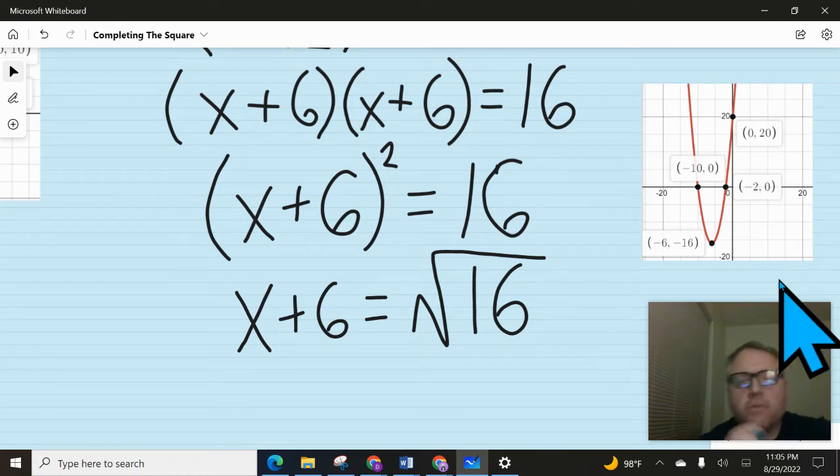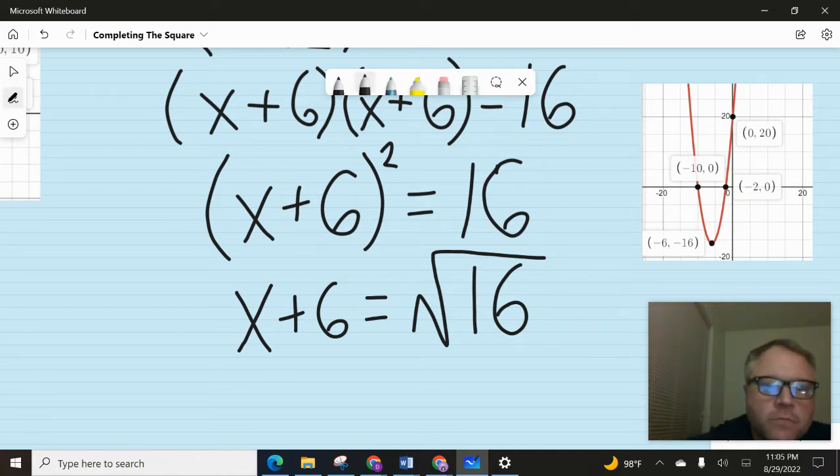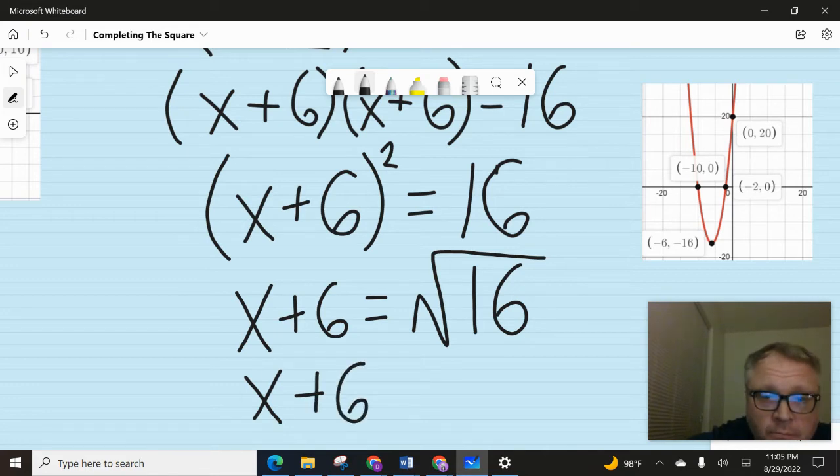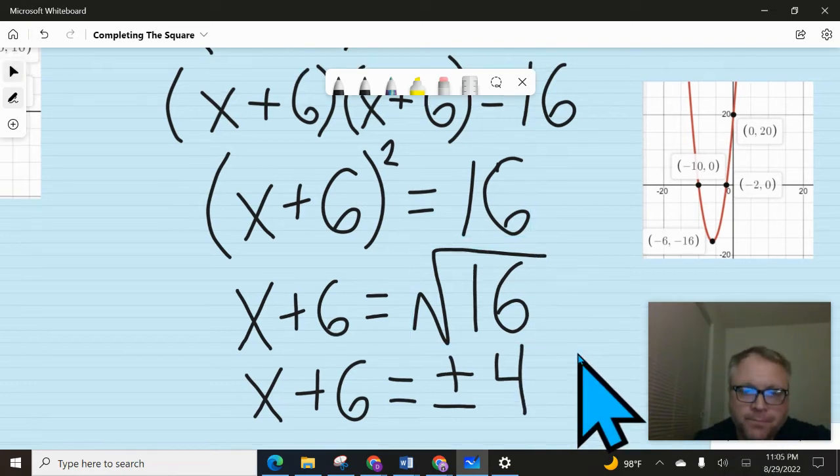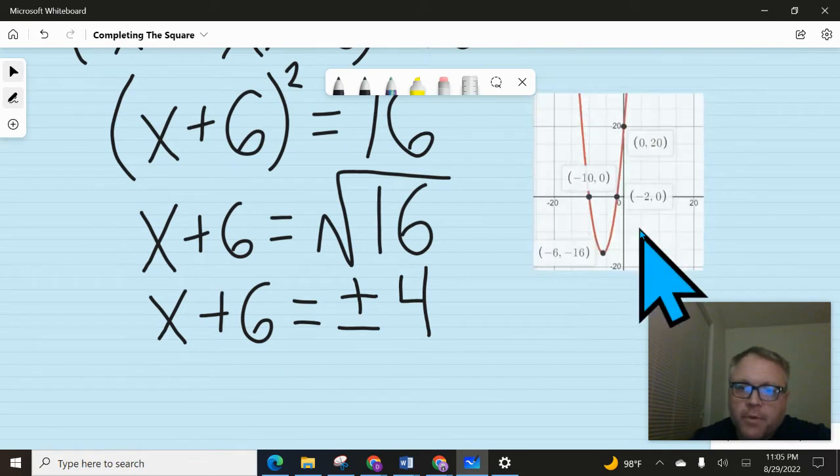Now 16 is a perfect square, so this problem works out pretty nicely. But remember, when you take the square root of something other than 0, you're going to have 2 answers, because both positive 4 and negative 4 are the answer here for the square root of 16. So let's go ahead and write that. X plus 6 equals both. And as a shorthand, let's write a plus sign and a minus sign on top of it. That just means both a positive 4 and a negative 4. Cool. Come here, graph.